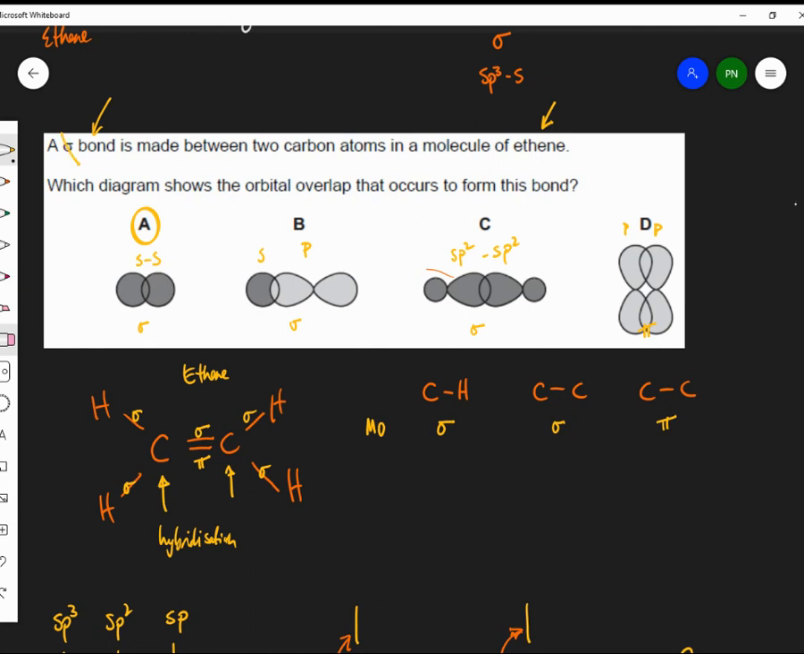Now I'm going to change one thing in the question, and you're going to get a different answer. I'm going to get rid of this sigma, and I'm going to say pi. What's the answer now? Well done, Manolo. Well done. It is indeed D, because that's how the pi bond forms in ethene.